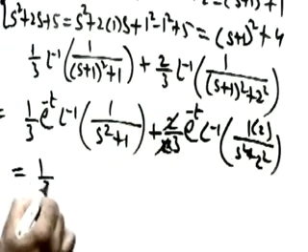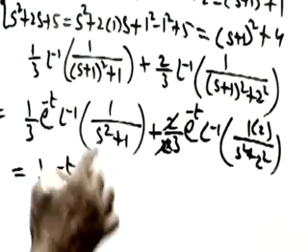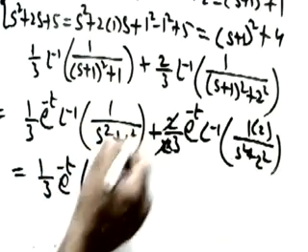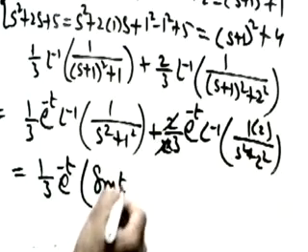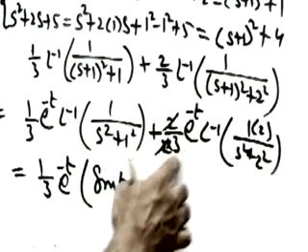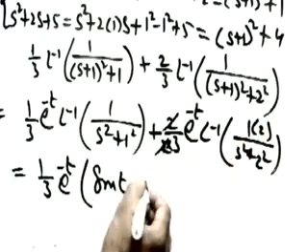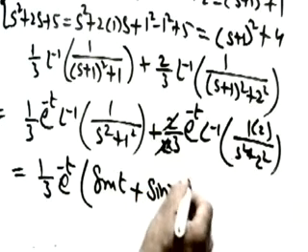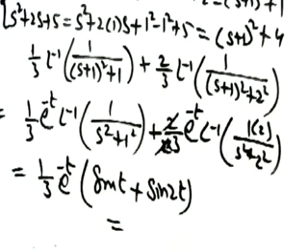1 by 3, 1 by 3, let me take common. 1 by 3 e power minus t from both. So this is a by s square plus a square is sin at, sin 1t means sin t, plus we have taken this common, a by s square plus a square is sin at. So this will become sin 2t. So these are few questions we have solved based on differential equations.